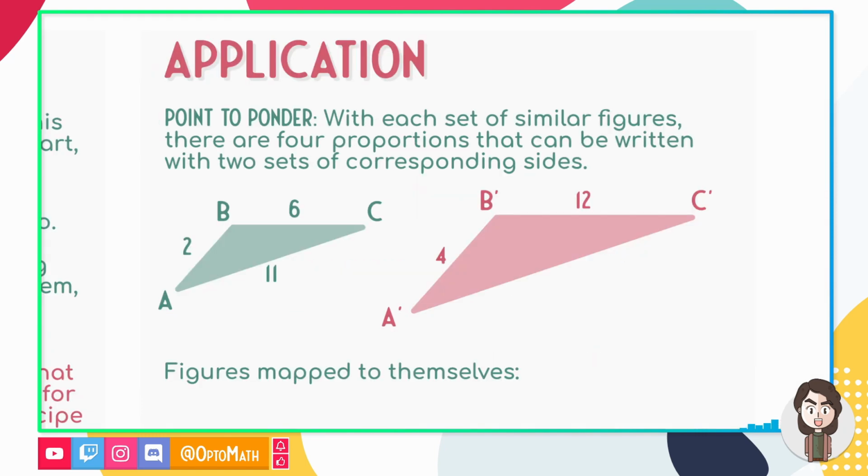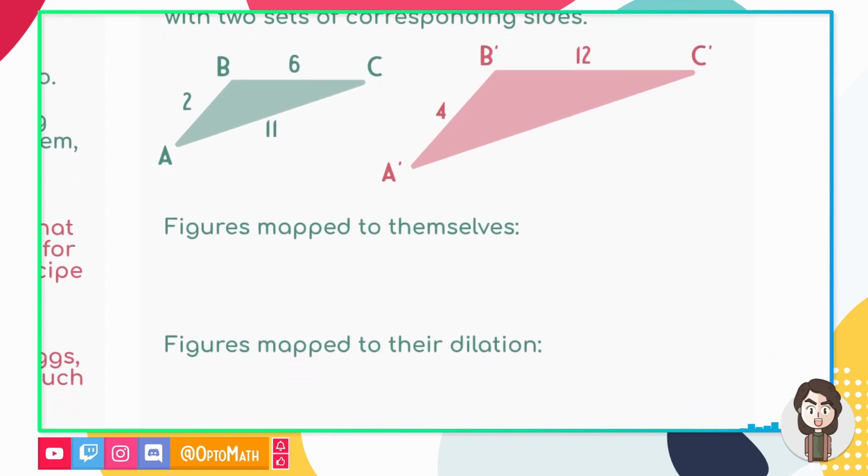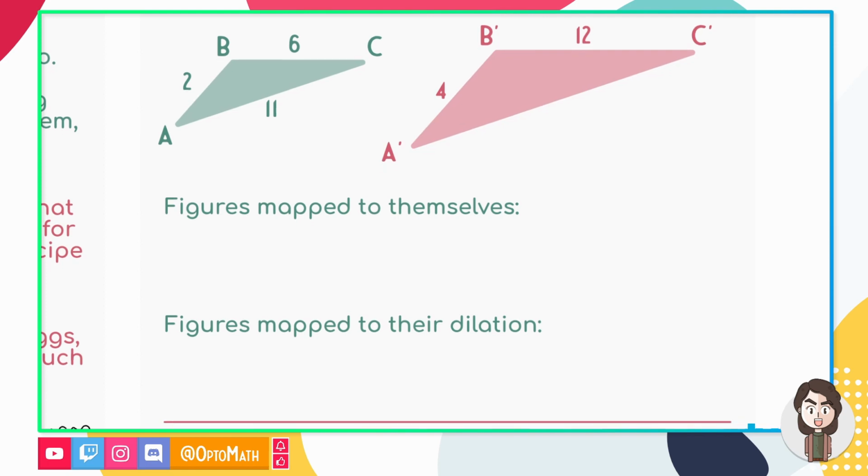So let's look to apply this knowledge. We have a pointer pointer that says, with each set of similar figures, there are 4 proportions that can be written with 2 sets of corresponding sides. Now you can include the 3 sets, but if you're just doing a one ratio equals another, there are 4 different ways. So let's look below, let's write them out.